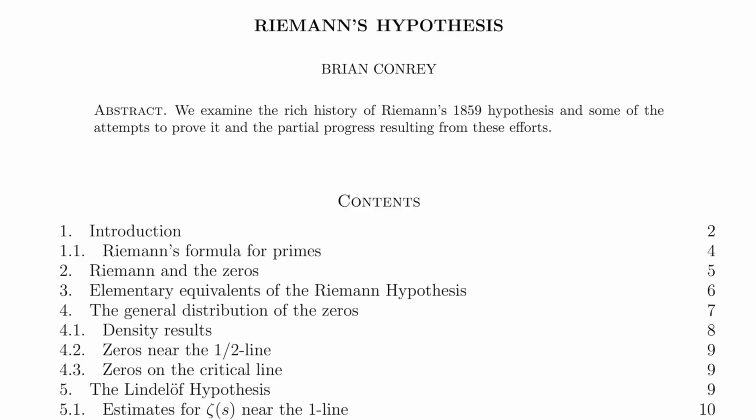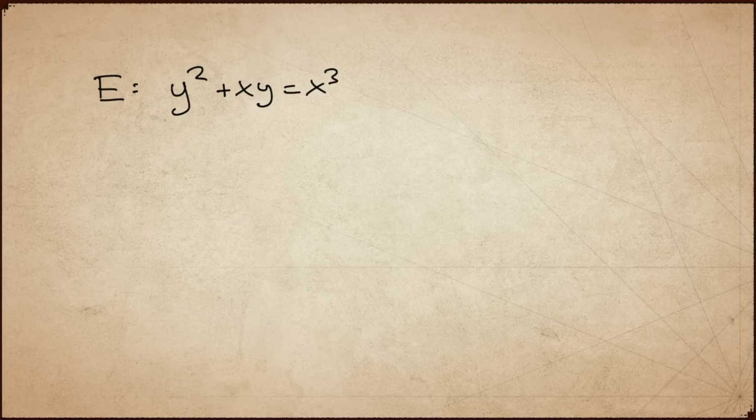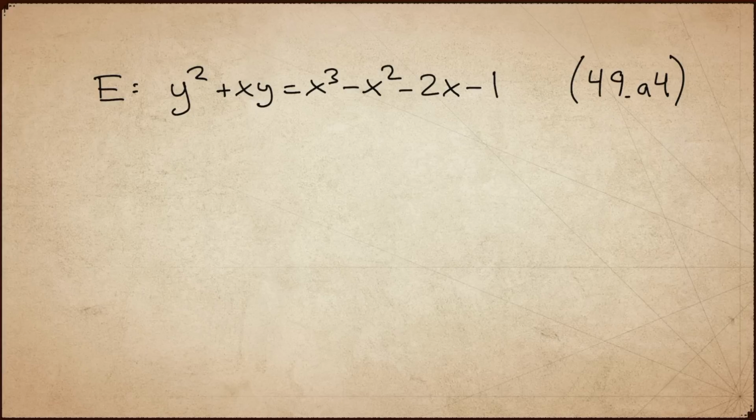I want to do one more advanced example. This one also illustrates that the concepts we have been covering in all previous episodes now mean that we can talk about some pretty high-level stuff. The example I have in mind was covered in that survey of Brian Conrey from episode 1 on page 54. We take the elliptic curve defined by y squared plus xy equals x cubed minus x squared minus 2x minus 1. This is 49.a4 in the LMFDB. It has an L function, of course. We can take the symmetric kth power of this L function.